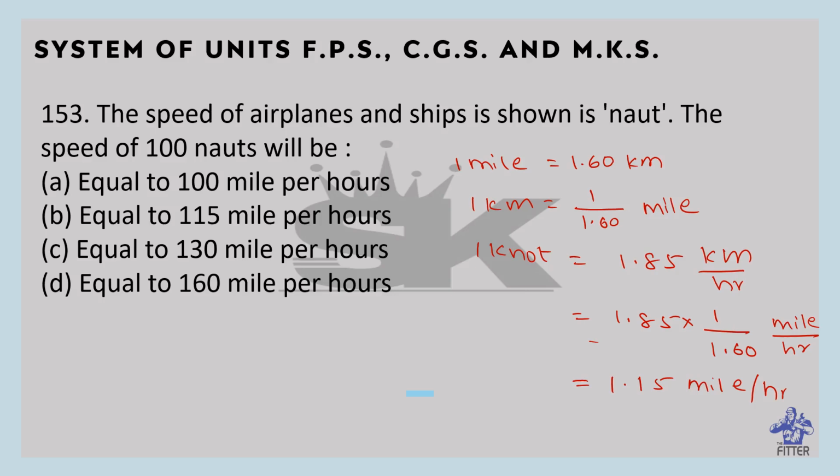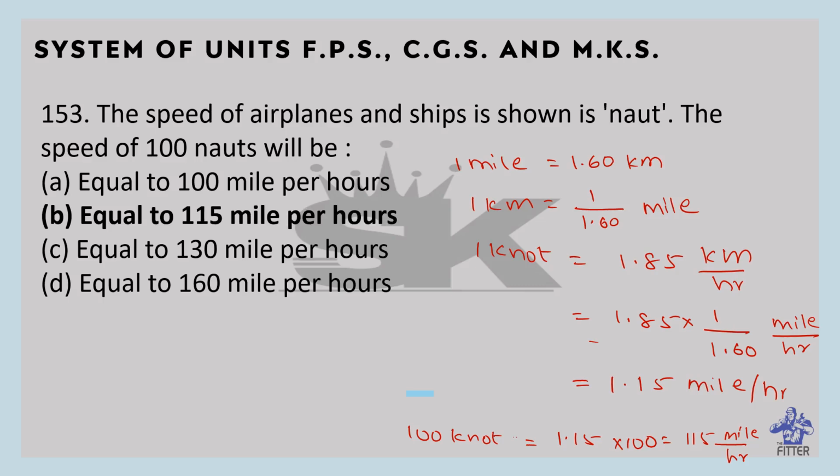So for 100 knots, that is 1.15 into 100, that is 115 mile per hour. So our answer is option D.